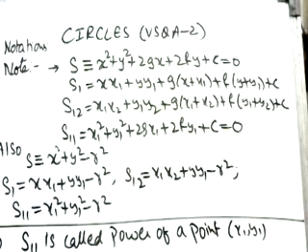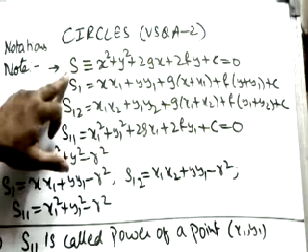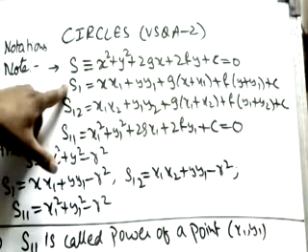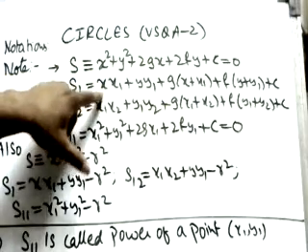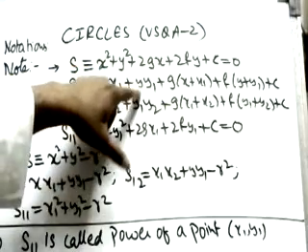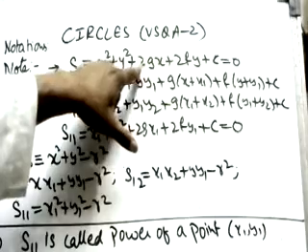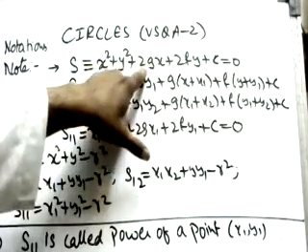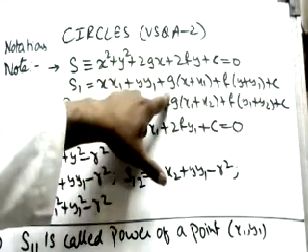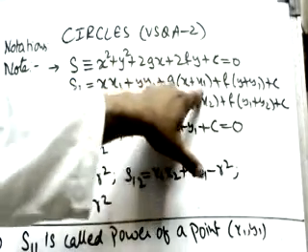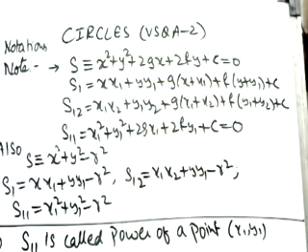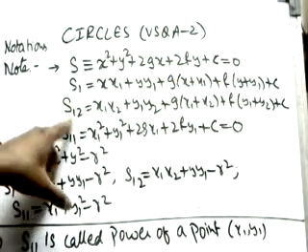Now let us just recall what the notations of circles are. Suppose this is circle S equals to x square plus y square plus 2gx plus 2fy plus c. Now S1 we can write by replacing x square with xx1, y square with yy1. Now reduce this coefficient by half. 2g half is g, so it is g into x plus x1. In the same way 2f half is f into y plus y1 plus c.